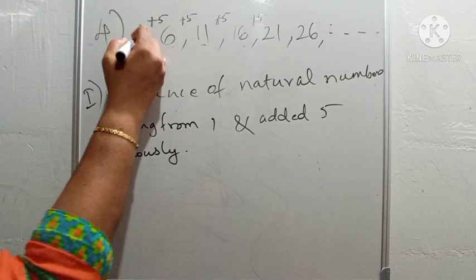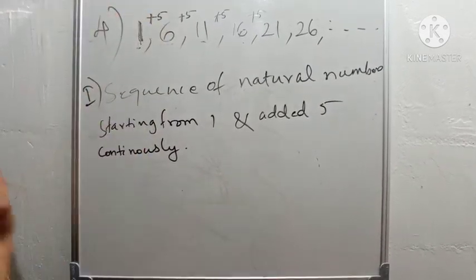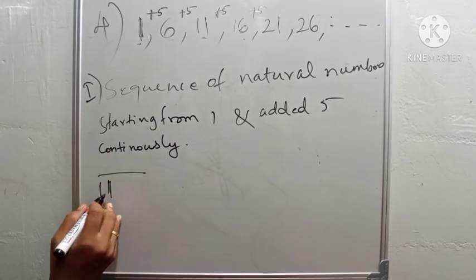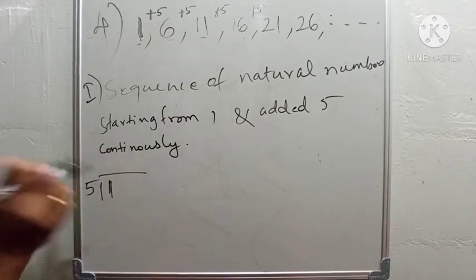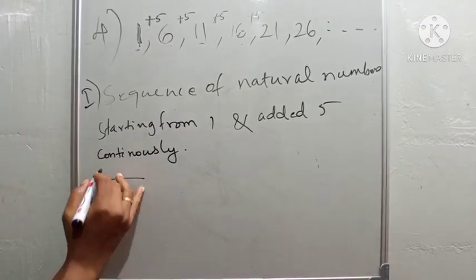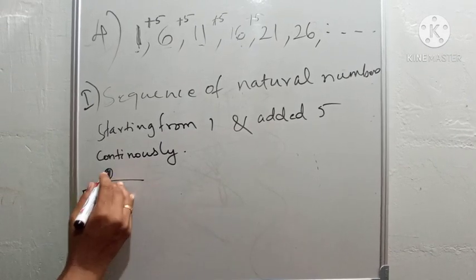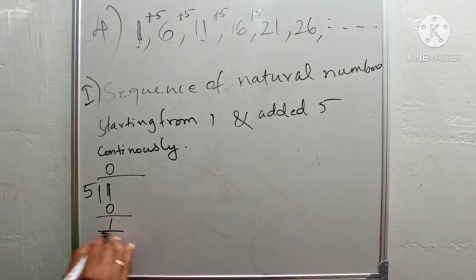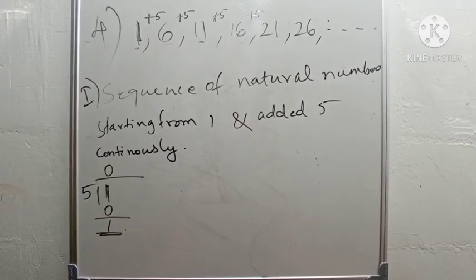See, if we divide the first term of this sequence, 1, by 5, what will be the remainder? 5 goes into 1 zero times, so 0 times 5 is 0, and 1 minus 0 is equal to 1, so the first number 1 leaves the remainder 1.